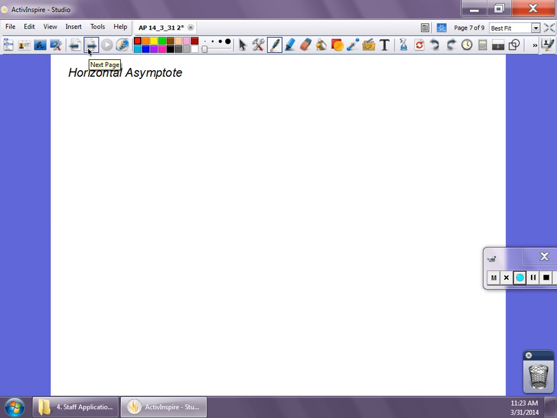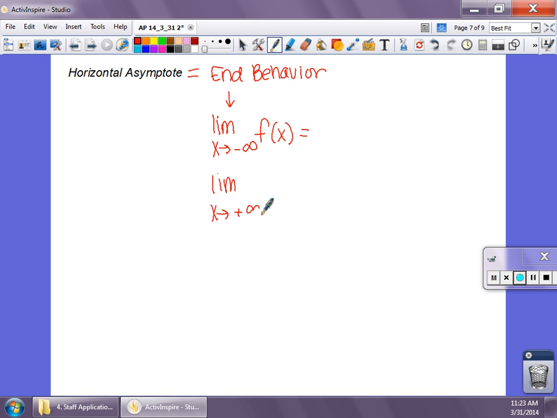Horizontal asymptotes. Okay? So horizontal asymptotes equals the same thing as end behavior. End behavior is the definition of the limit as x goes to negative infinity of f of x, and the limit as x goes to positive infinity of f of x. Horizontal asymptotes, the only difference, these limits will be a number. 5, 10. And those are your horizontal asymptotes. Horizontal asymptotes, you want to check both of these definitions.